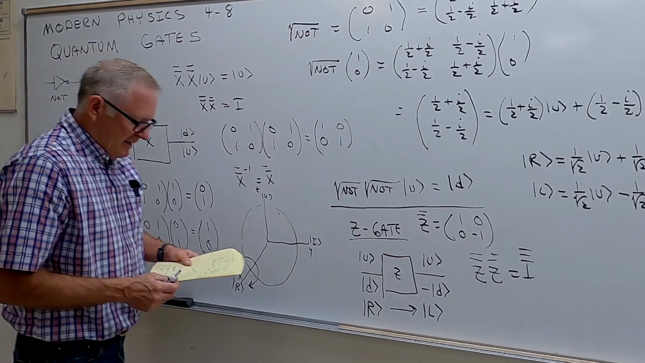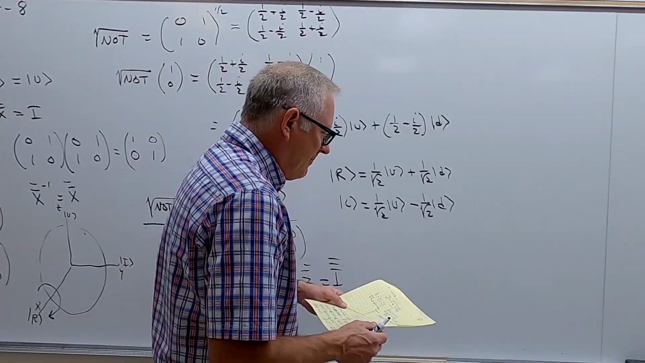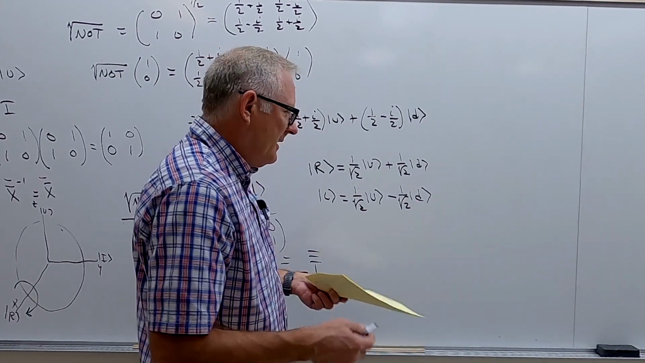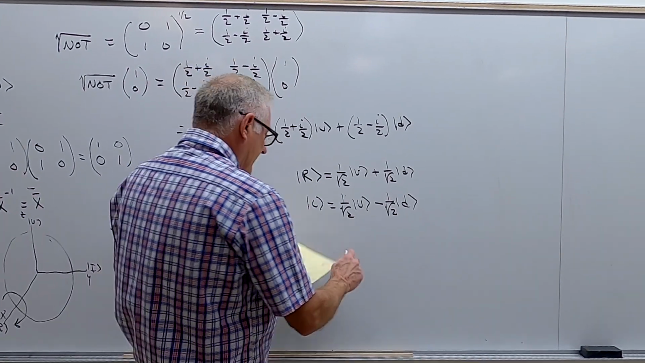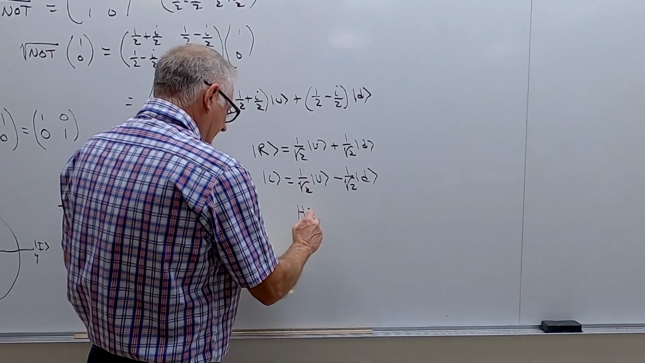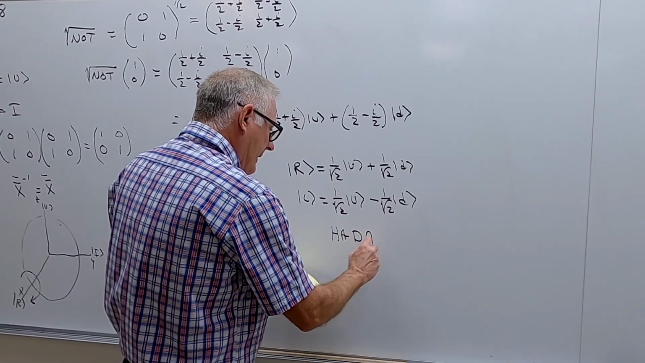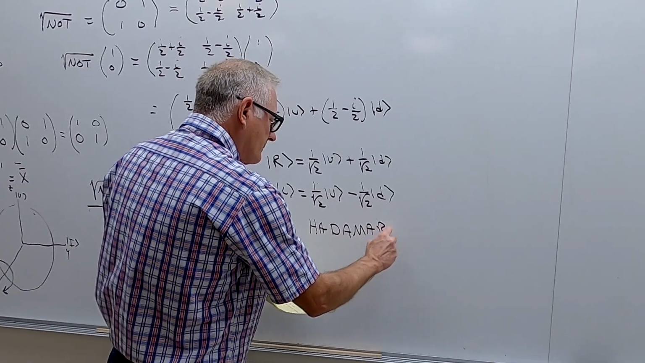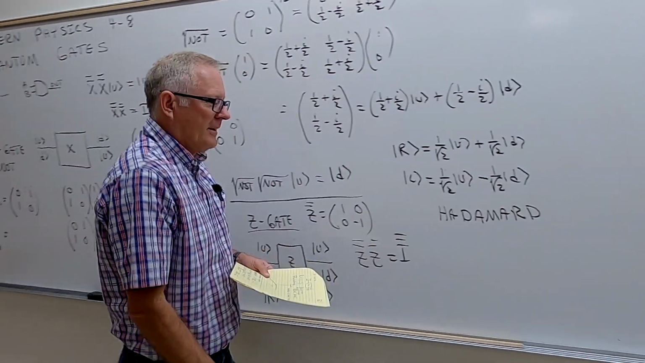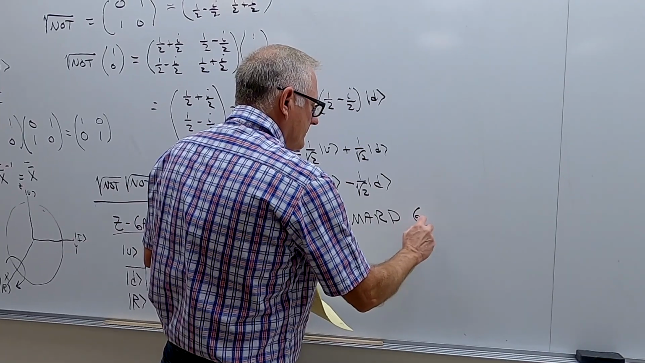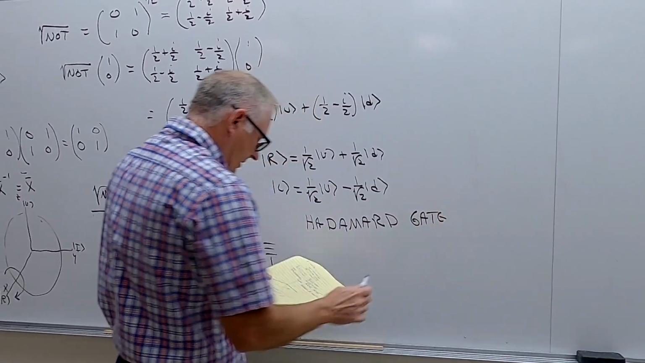Now, there's another gate here. We won't be using it, but it's probably the most dominant computer gate there is. It's called the Hadamard gate, which is called the H gate.